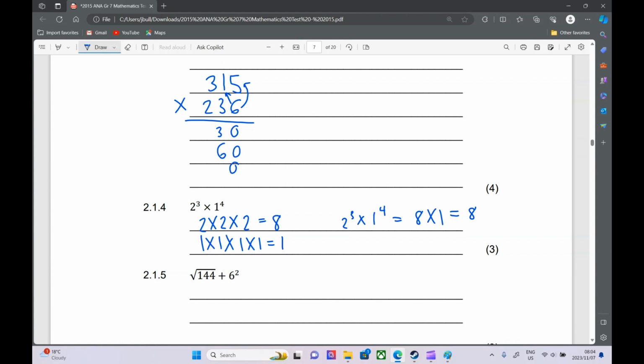2.1.2.5, the square root of 144, so that is 12. You should know that one. So how do I get to 144? I went 12 times 12. And then 6 squared is 6 times 6, which is 36. So we've got 12 add 36, which is 48.